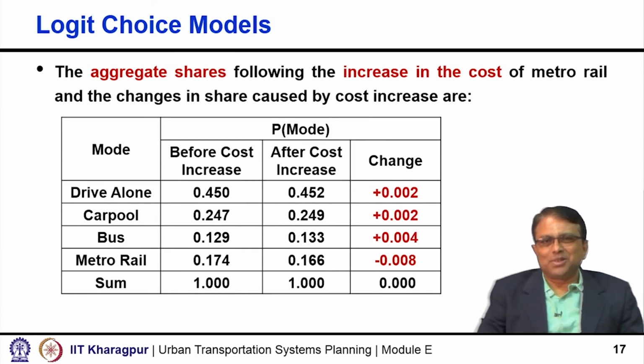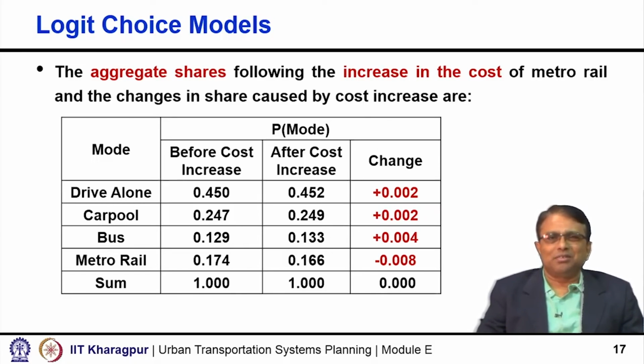Look at this. Metro overall probability is reduced, but where has it gone now? Majority of that has gone now to bus, not to carpool and drive alone. Yes, still something has gone to carpool and drive alone, but what you expect is that if people are shifting from metro, majority of them should go to bus.